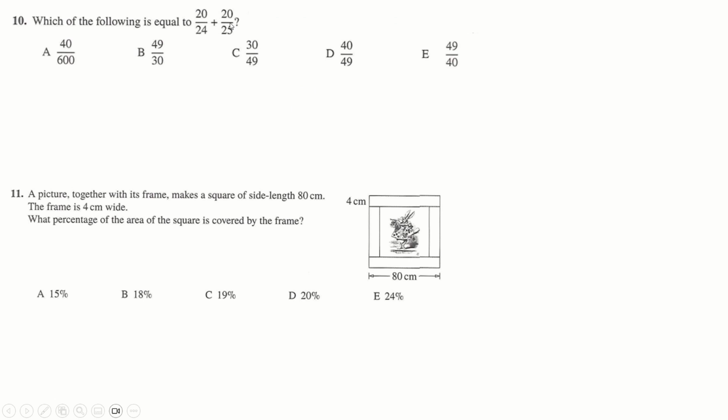Question 10, simplify these down first to save yourself doing annoying maths. 25 plus 24 is 49, and then times those together for 30, and we get the answer.